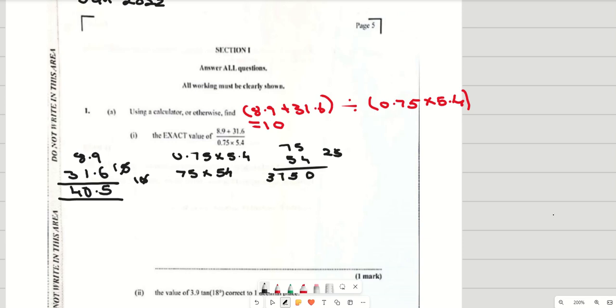5 4s are 20. Right, 7 4s are 28. 30. That's 30 over. So 0 and 0, 0, 5. 7 and 3 is 10. 3, 4. So the bottom part, when you multiply like normal, is 4,050, right?